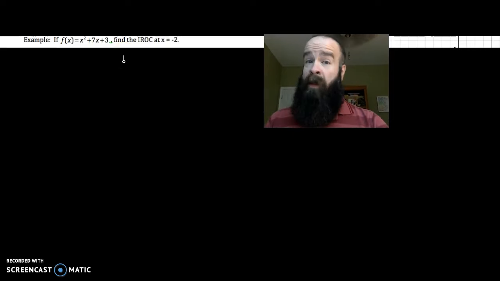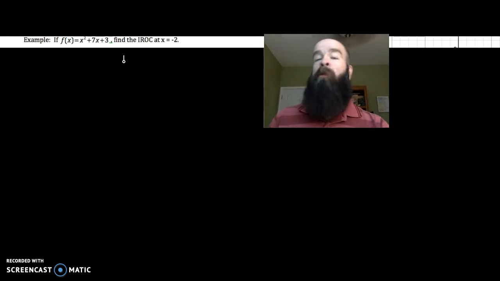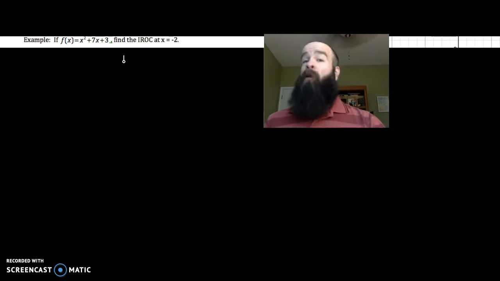All right, so I'm going to work an example of finding the IROC at a specific point with a function. So you have an example you can watch on your own time, and hopefully it'll help you with the homework tonight. In this example, my function is x squared plus 7x plus 3, and I'm finding the IROC, which is the slope of the tangent line, at x equals -2.